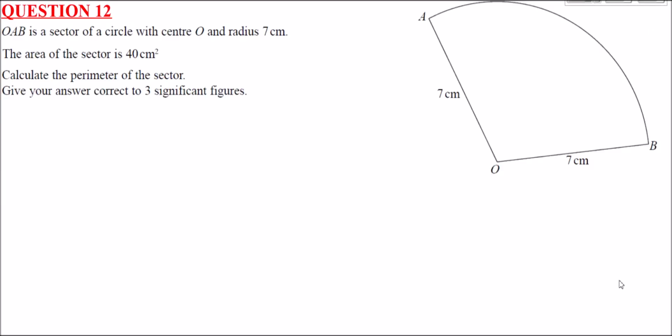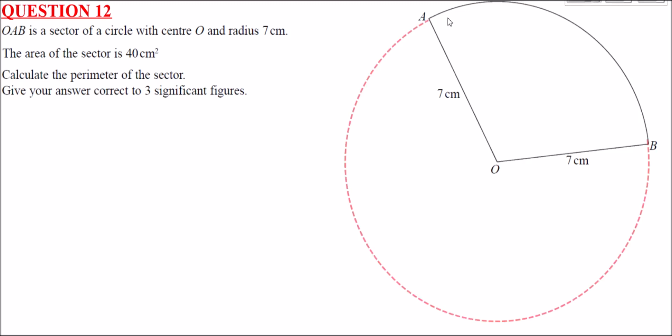Question 12, we've got OAB, which is a sector of a circle, centre O, radius 7 centimetres. The area is 40 cm squared, and we need to calculate the perimeter of the sector, giving the answer correct to 3 significant figures. What I'd say first and foremost is we need to remember what a sector is. A sector is essentially a slice of a circle taken from the middle. So it may well be worth just considering this as a fraction of the full circle. So in dotted red, there's the bit of the circle which is missing, effectively, and we want the bit which is visible, OAB. So we need to work out how much of the circle we have.